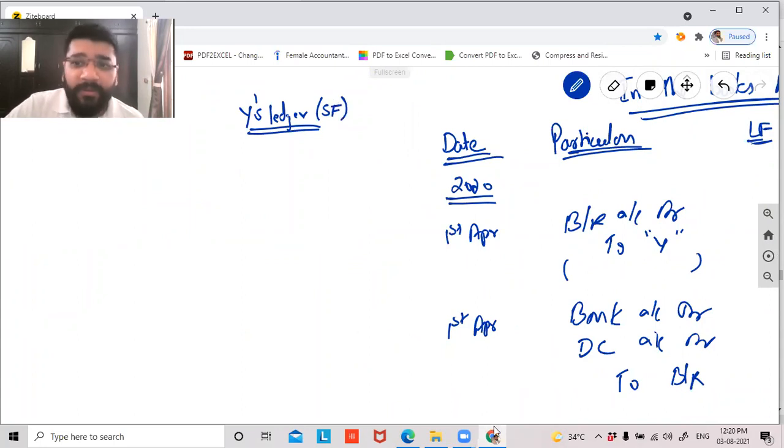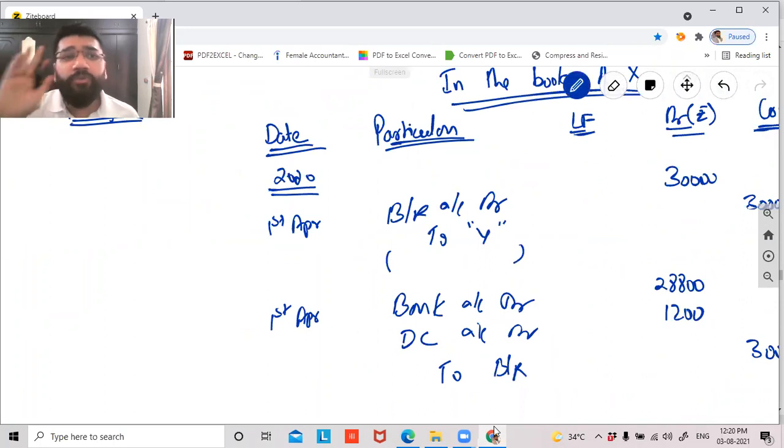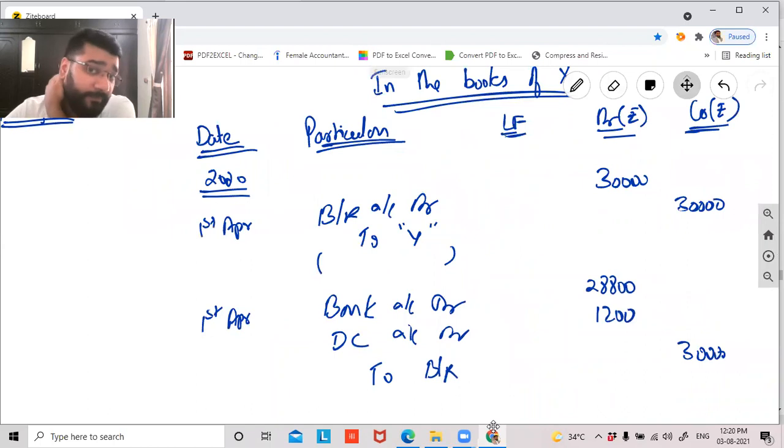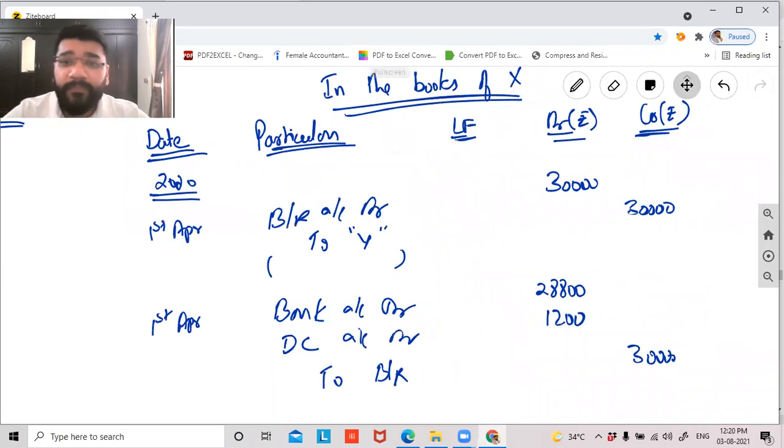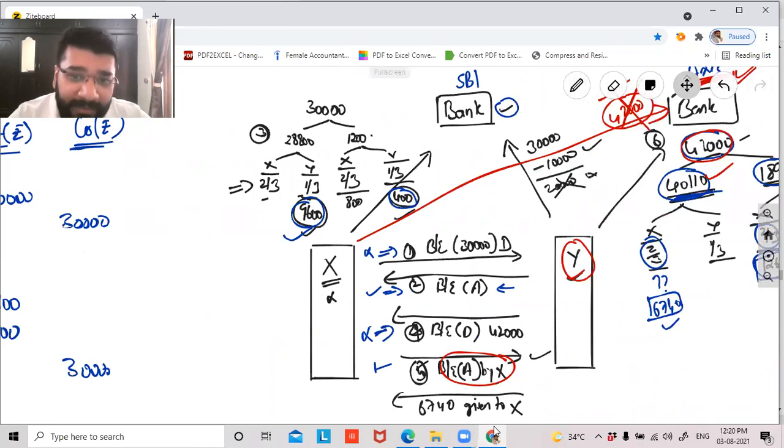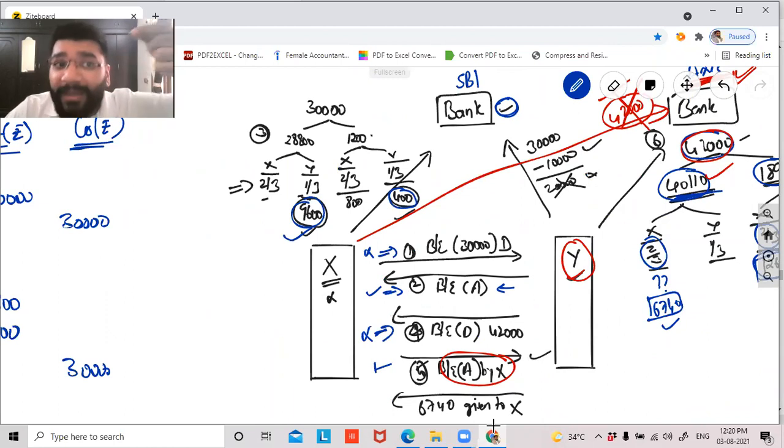So tell me, guys, in the first entry, who has to pay to whom? Who owes money to whom? Guys, can I say X has drawn the bill on Y and Y has given it back to X. So on the maturity date, Y is supposed to make the payment to SBI. Whose money is that? Y has helped X. So technically, X is supposed to make the payment to Y in such a way that Y can give the amount to SBI bank on the maturity date.